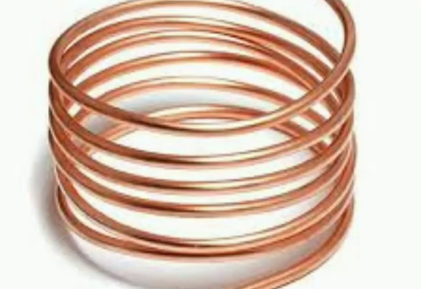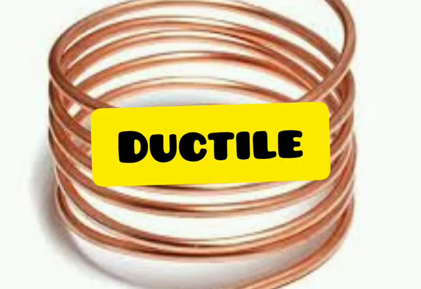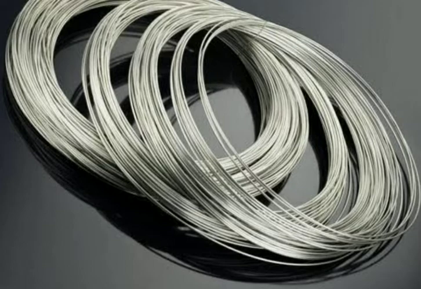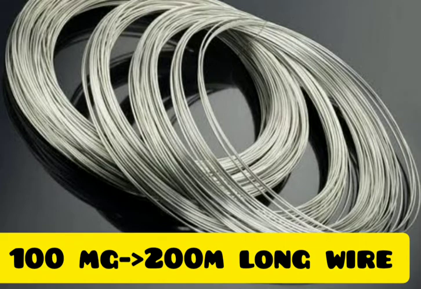So the next property of metals is that metals are ductile. It means that metals can be drawn into thin wires. Gold and silver are the best ductile metals. For example, 100 milligrams of silver can be drawn into a 200-meter long wire.